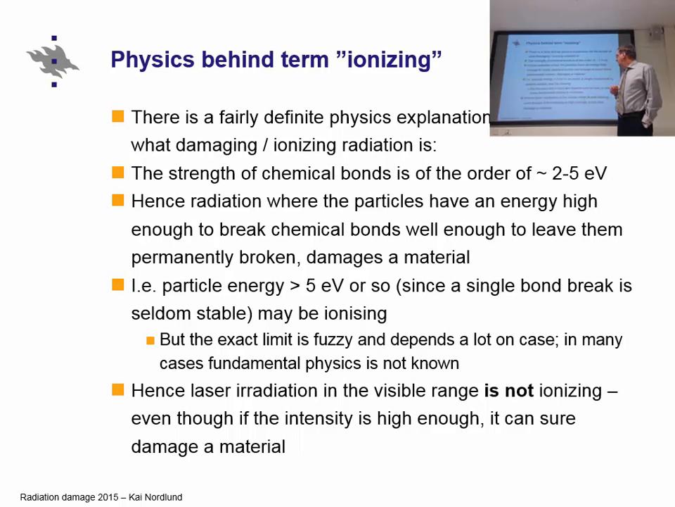So this means, for instance, that laser irradiation, if the intensity is low, is not ionizing, even though the photon energies may be 4 or 5 eV. On the other hand, laser irradiation, of course, can damage material if the intensity is high enough, but then it's not an ionization mechanism directly. It's a high intensity effect, which basically excites a lot of electrons by a little, but this is enough to heat the material and then make it explode.